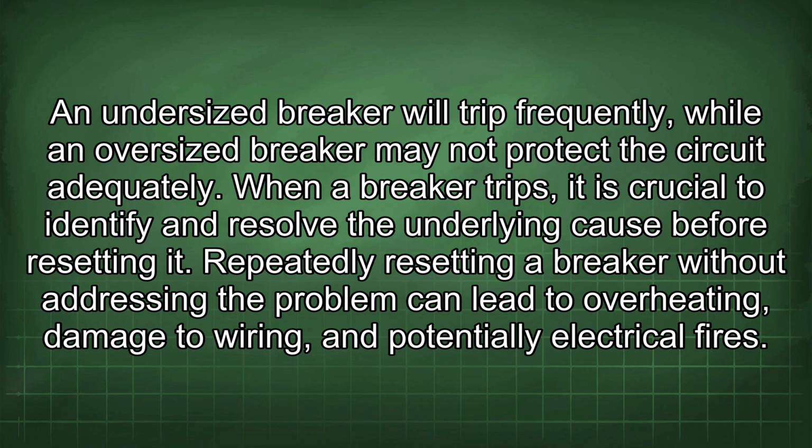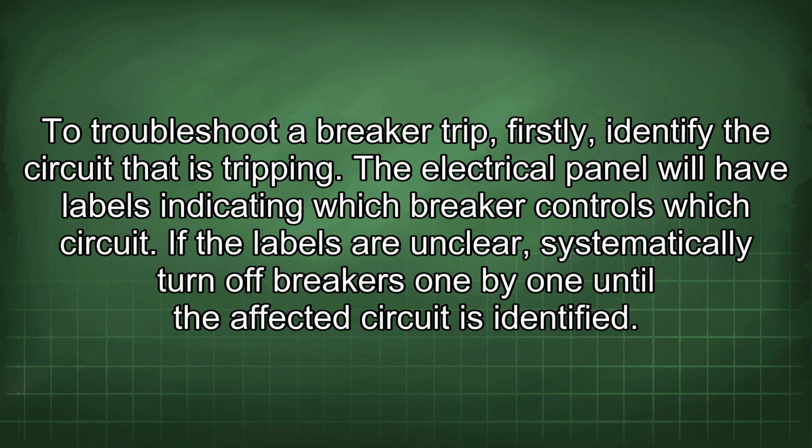When a breaker trips, it is crucial to identify and resolve the underlying cause before resetting it. Repeatedly resetting a breaker without addressing the problem can lead to overheating, damage to wiring, and potentially electrical fires. To troubleshoot a breaker trip, firstly, identify the circuit that is tripping. The electrical panel will have labels indicating which breaker controls which circuit. If the labels are unclear, systematically turn off breakers one by one until the affected circuit is identified.